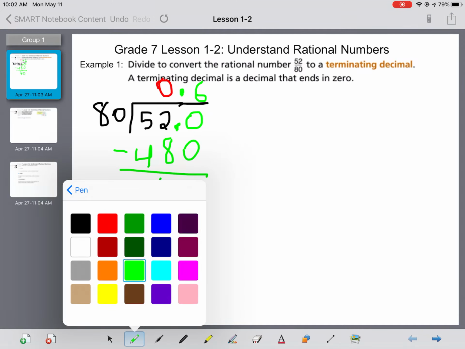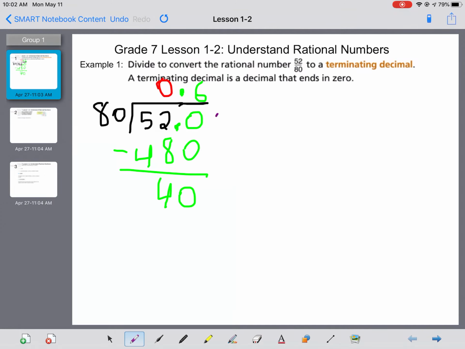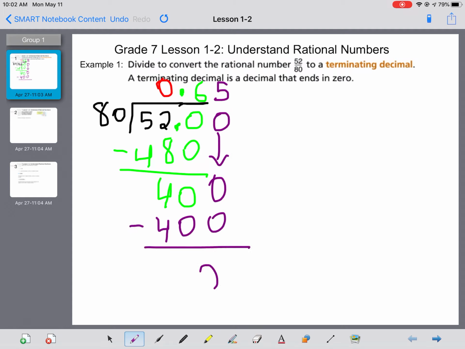So I'm going to put another 0 at the end of my original numerator, and I'm going to bring that 0 down until I get a repeating number or a terminating number or a number that doesn't stop or end. So 80 goes into 400. I know 5 times. 80 times 5 is 400. And 400 minus 400 is 0. This is exactly what I wanted, a remainder of 0. And that means I'm done.